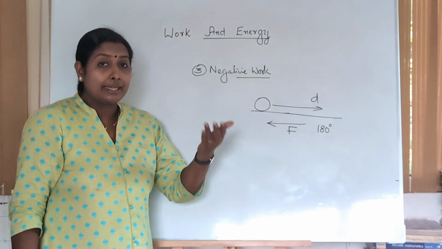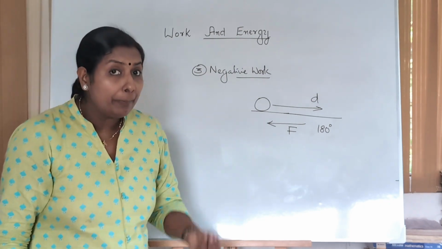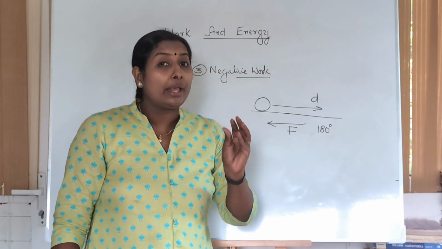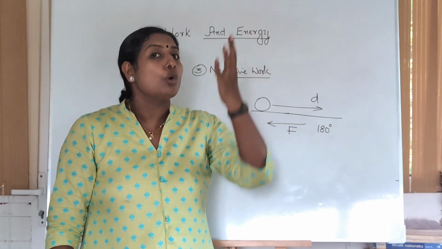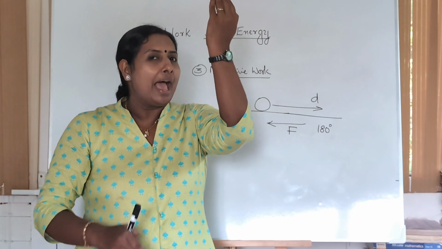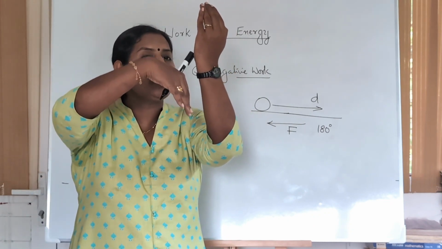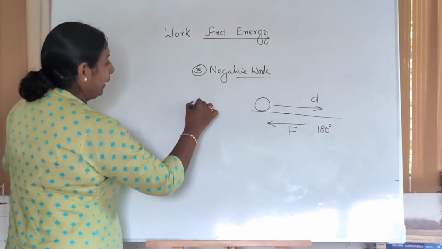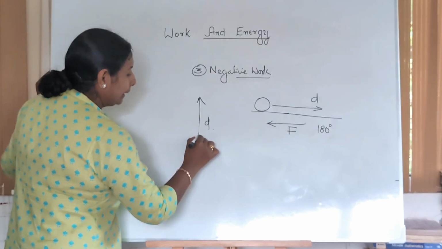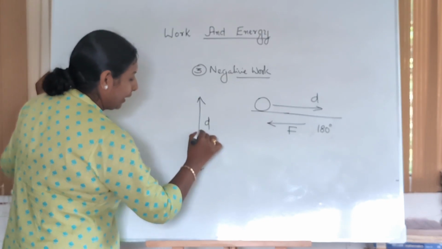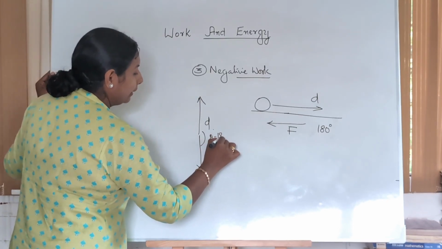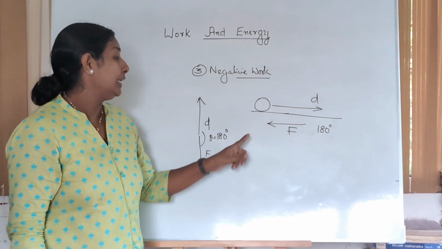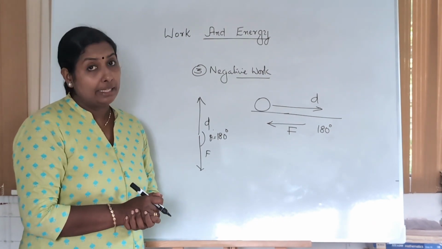Let us go to another example. When we are throwing a body up, what is the work done by gravity on a body which is thrown up? So what is the displacement? It is up. And what is the direction of the force of gravity? It is down. So in that case also, we are moving a body up. The displacement is up. The gravity is down. So there also the angle between the force and displacement is 180 degrees. So these are the examples of negative work.